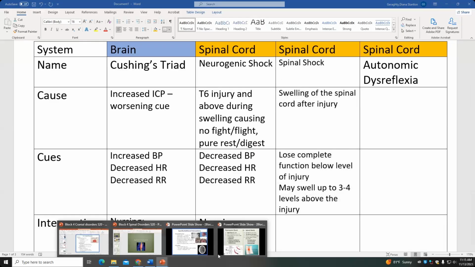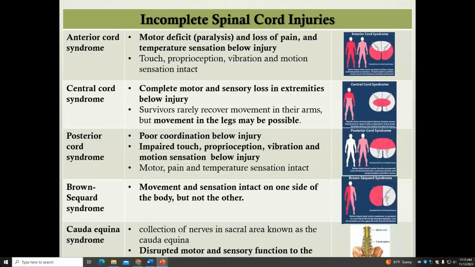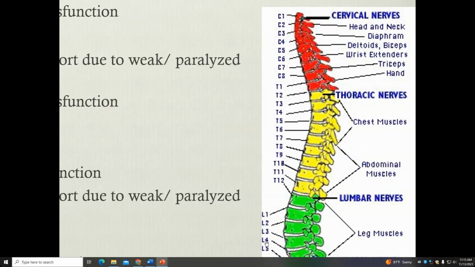Let's go back to our PowerPoint and look at our beautiful little, where's our little fun slide? This slide up here. Let's find the bigger picture of it. I love this spinal cord. You can tell it's on multiple slides. When I love something, I just reuse it too much.